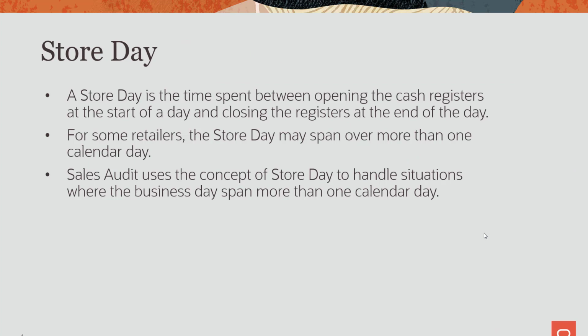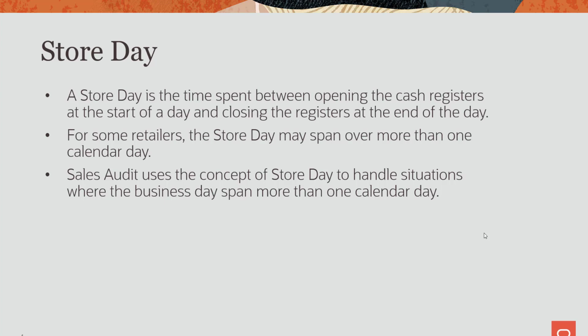A store day is the period of time when retailers perform their day-to-day activities in the store, such as sales, returns, or exchanges of merchandise. For example, a retailer is open for business at 8 a.m. and closes the operation for the day at 8 p.m. across their physical stores. So the store day for the retailer in this case is 8 a.m. to 8 p.m.